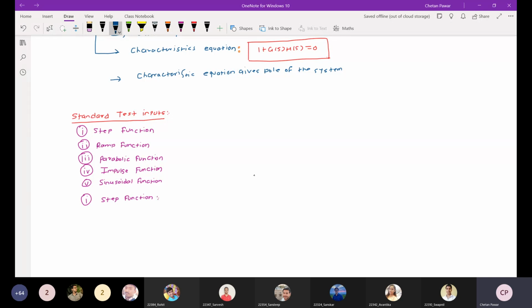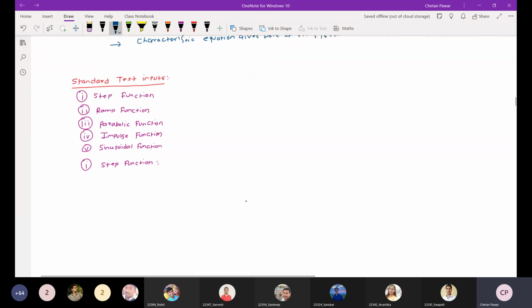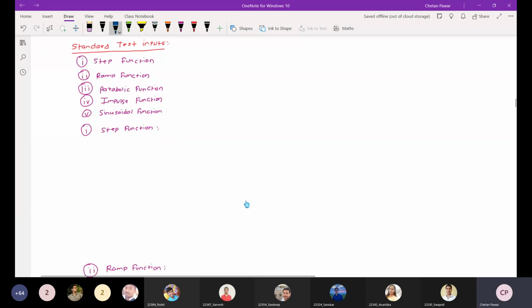To do that analysis, there are different standard test inputs like the step function, ramp function, parabolic function, impulse, and sinusoidal. These functions can be used to test any control system. You are already familiar with this and we have covered this in the first unit also, so I will just revise it so that you get an idea of it. So, the step function. What is a step function?